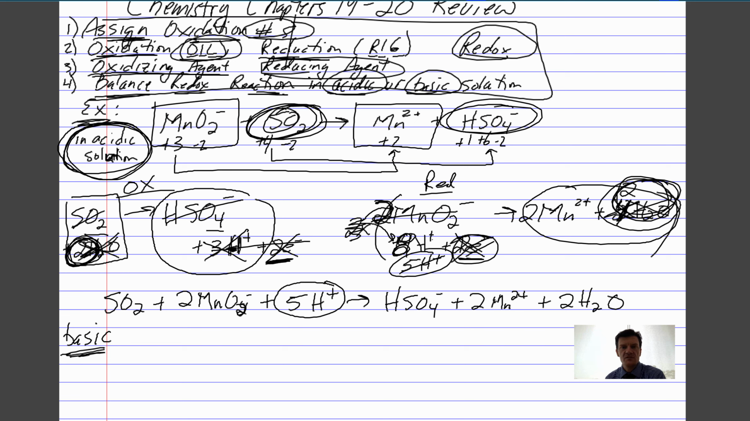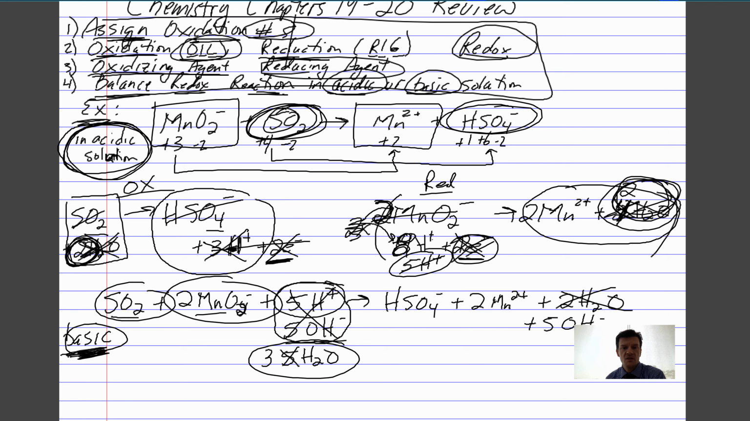Okay? Those 5 waters and these 2 waters, you'll notice, they're going to reduce. So these 2 waters are going to cancel 2 of these, leaving 3. So this would be your final equation if it was in a basic solution. Everything here that's circled is going to be part of your final redox reaction if it's in basic solution.